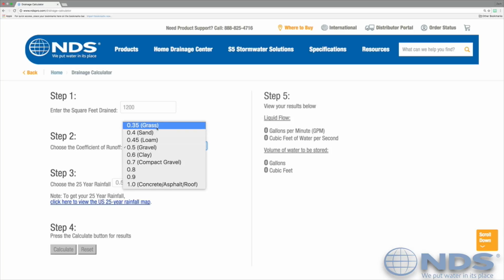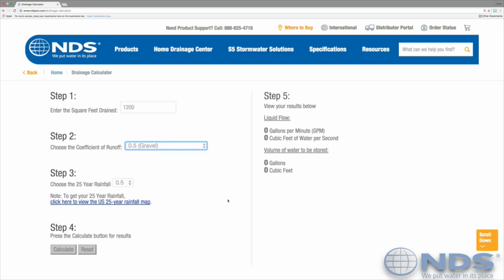This is where the soil type information noted in the site survey comes into play. You'll need to select the runoff coefficient that corresponds to the soil type on site. This information is crucial for properly sizing collectors and pipe. For instance, during a 3-inch rainfall event, a 1,000 square foot area of pavement will generate 31 gallons per minute of runoff, while a 1,000 square foot area of sandy soil will generate only 13 gallons per minute of runoff.